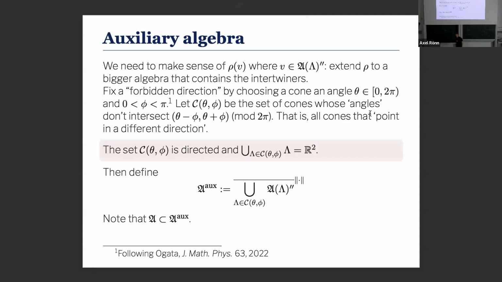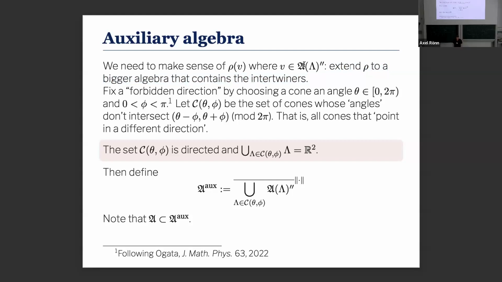This one I call the auxiliary algebra. I will not say it now. But that's what I just said: we need to make sense of V, where V is in this von Neumann algebra. Again, I will often drop a symbol, hopefully it's not confusing. So we want to extend our endomorphisms to some bigger algebra that does contain these things. The way to do it is we choose a forbidden direction.